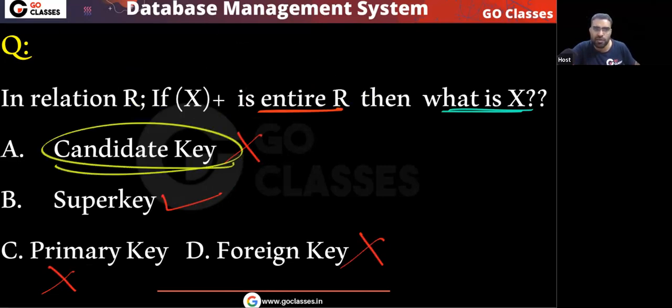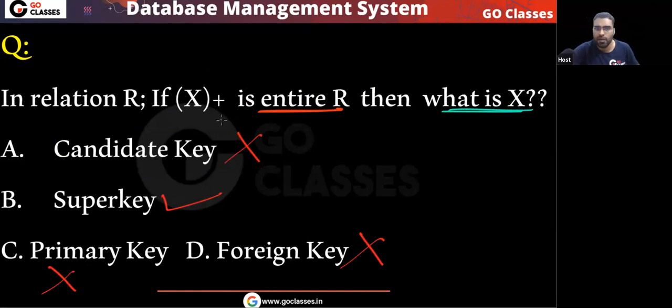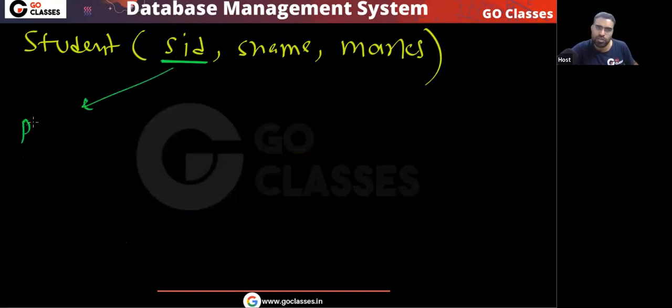Can I say X will be a candidate key? No, a candidate key must be minimal. Let me give you an example. Consider this student table, and let's assume you have SID (student ID), student name, and student marks. Now, let's assume that SID is the primary key.